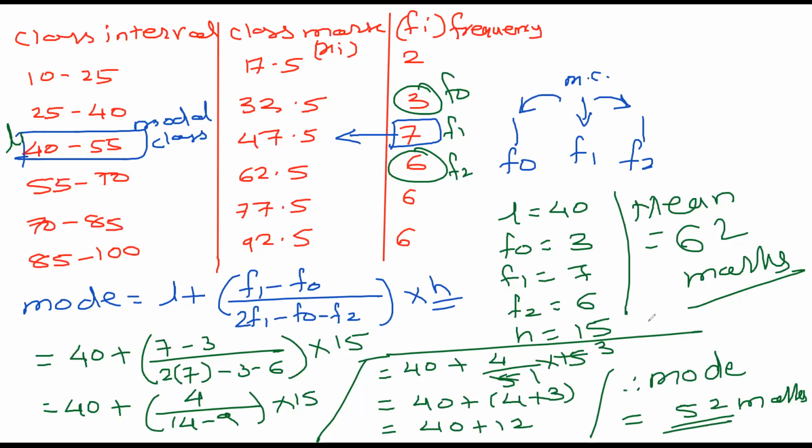The mean of this data is 62 marks, which means on an average a student has scored 62 marks or obtained 62 marks. कळतंय का? Yes, sir. Okay. This is what the interpretation is.